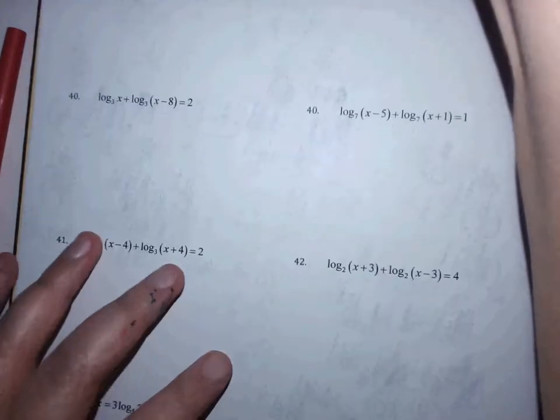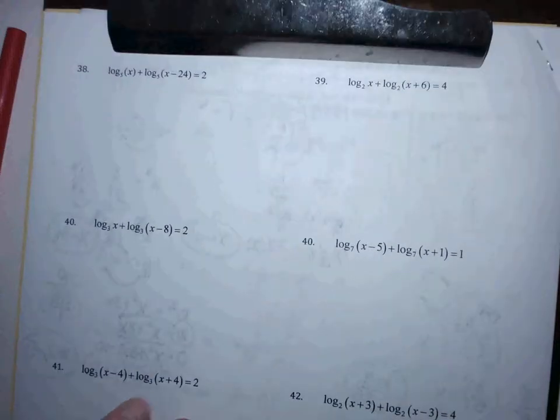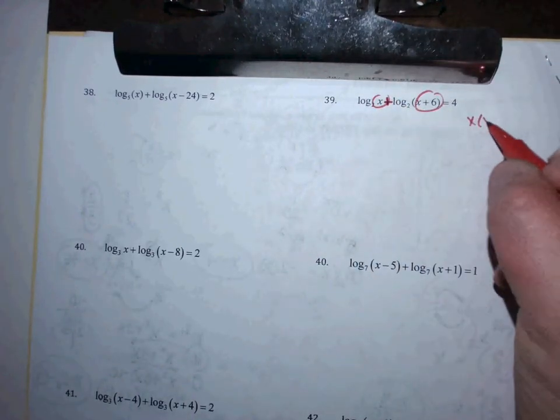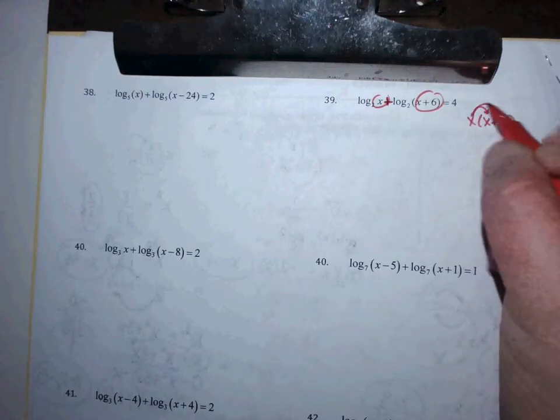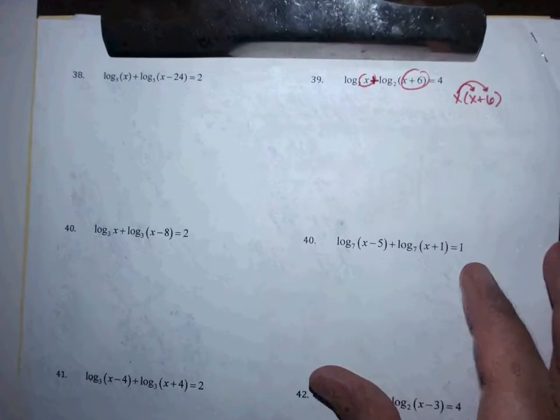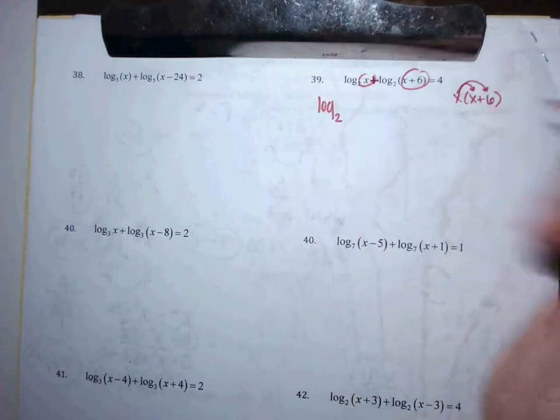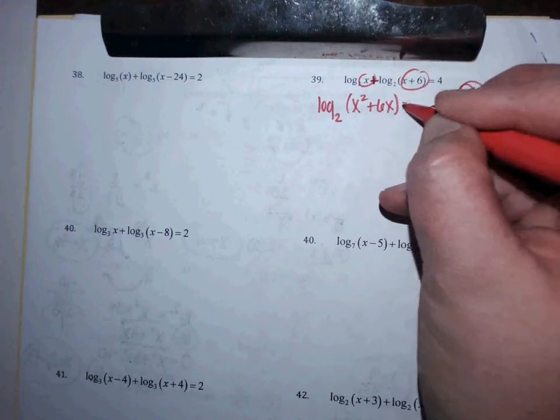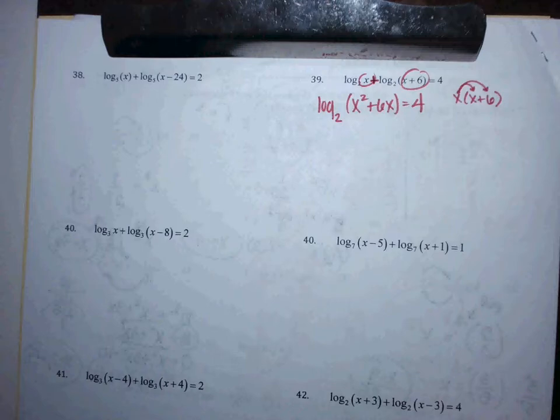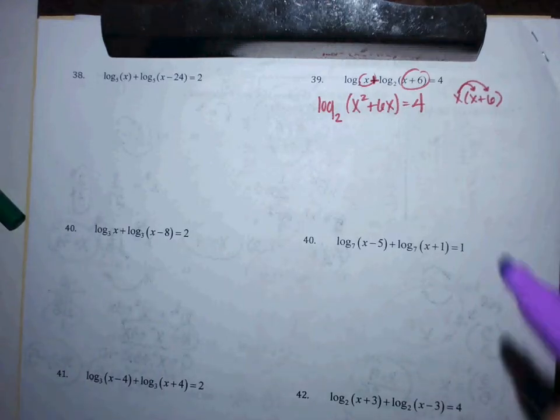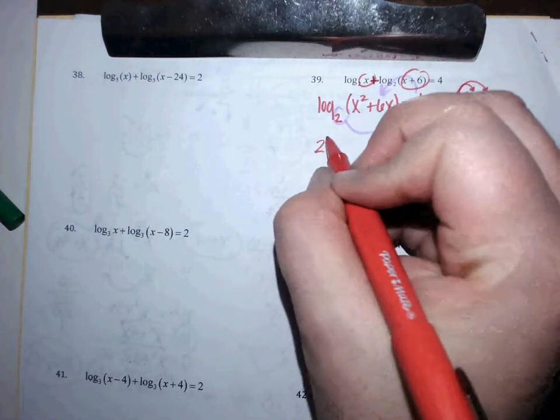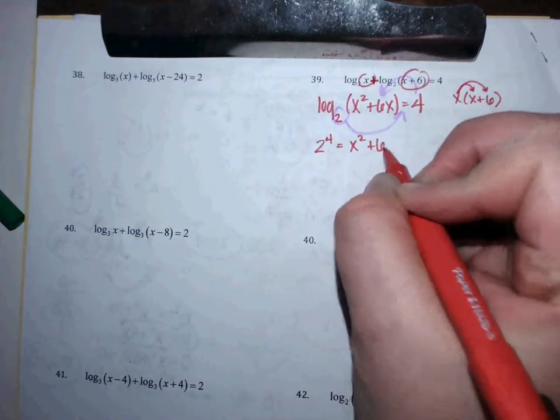Okay, let's say that you are doing number 39. Okay, take a look. I have 2 logs. They are added. Anytime that I see a plus in the middle, I know I'm going to need to multiply. So I'm doing x times x plus 6, and you better believe you're going to need to distribute. So I'm going to have log little 2 of x times x is x squared, x times 6 is plus 6x equals 4. Then from there, we're going to do our loop. 2 to the 4 equals, bring it back around, x squared plus 6x.